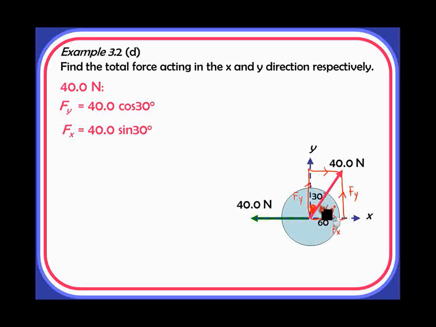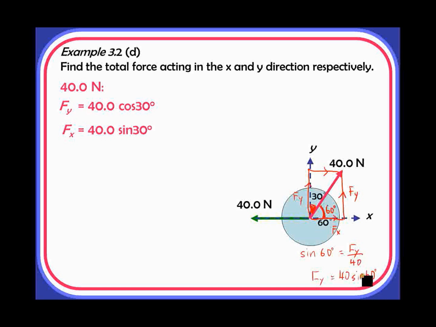But if I use the angle 60, I can also use this angle 60. Can you see that Fy now is your opposite? This is opposite. 40 Newton is the hypotenuse. So opposite and hypotenuse, that will give me sine. Then I'll end up with sine 60 equals Fy over hypotenuse, which is 40. So my Fy will be equal to 40 sine 60.